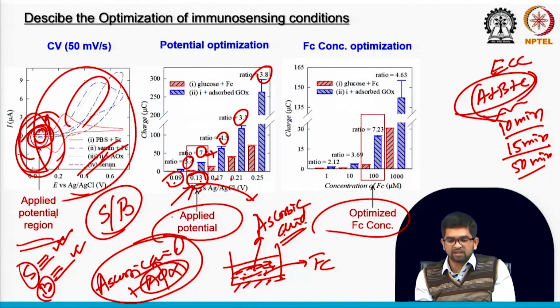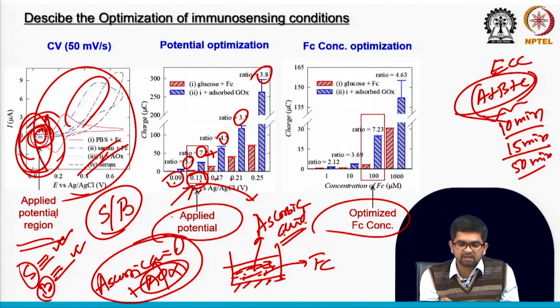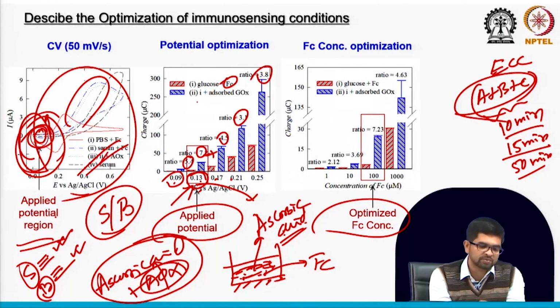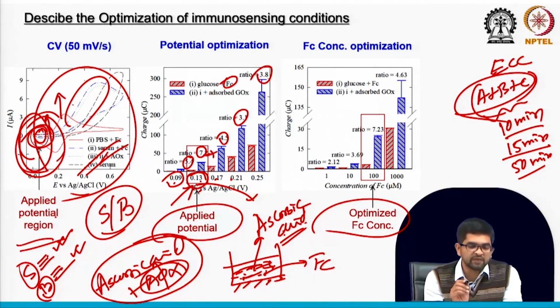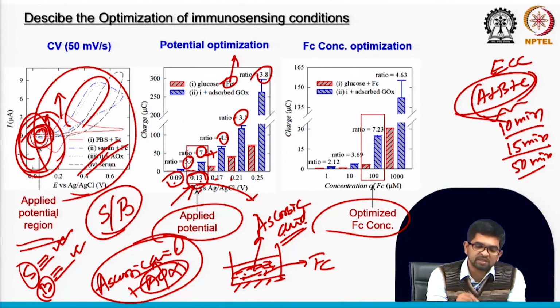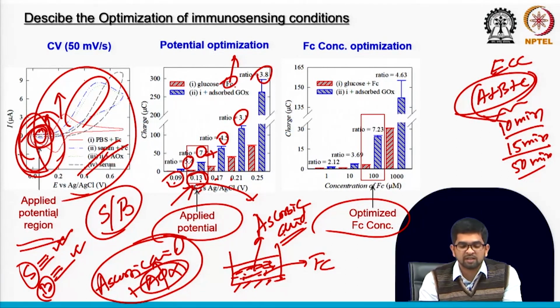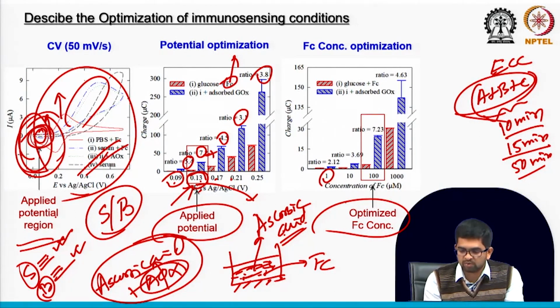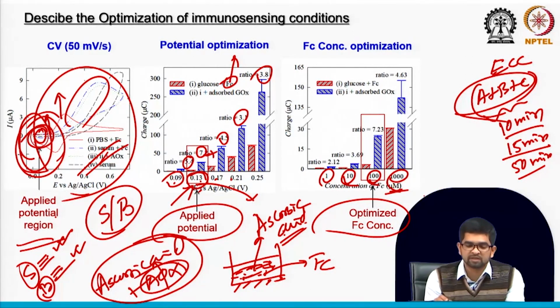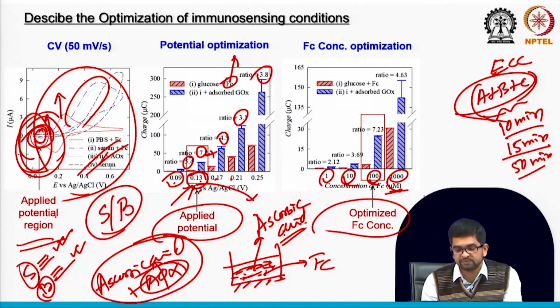Now one thing you can consider is the concentration of the ferrocene. The concentration of ferrocene may play a very crucial role. This is the mediator, and sometimes the mediator concentration can vary your signal to background ratio. Let's check which concentration is the best. You can try different concentrations of ferrocene, like 1 micromolar, 10 micromolar, 100 micromolar, 1000 micromolar, and let's check the signal to background ratio.